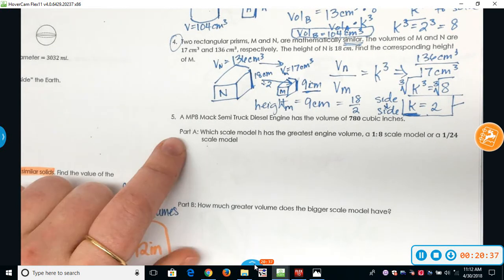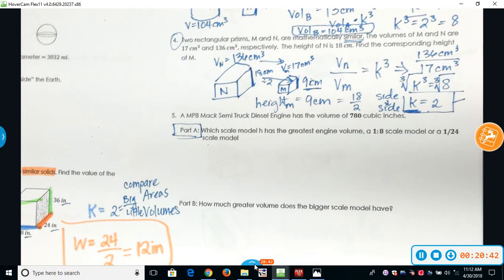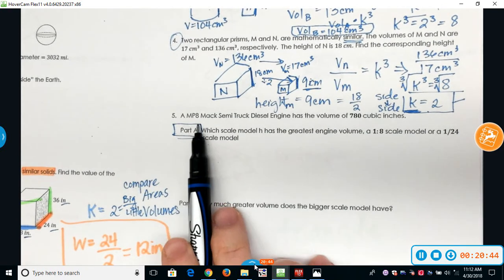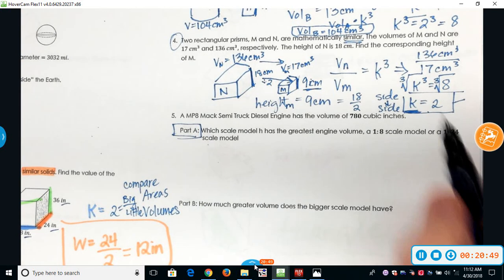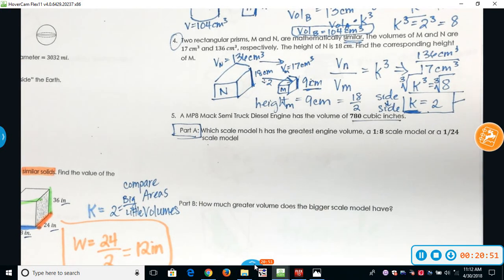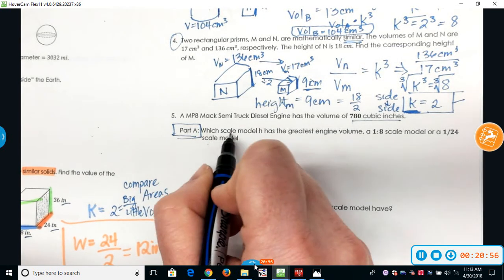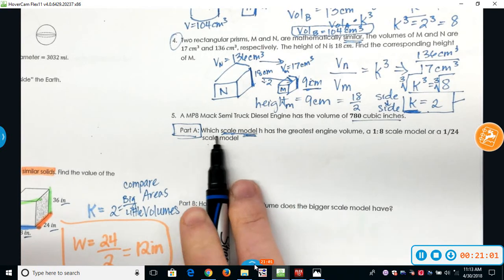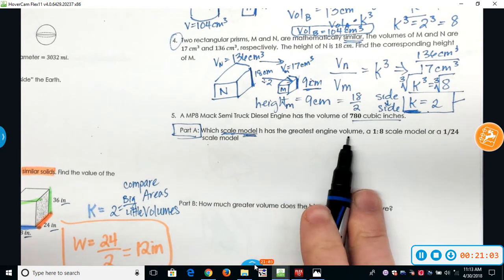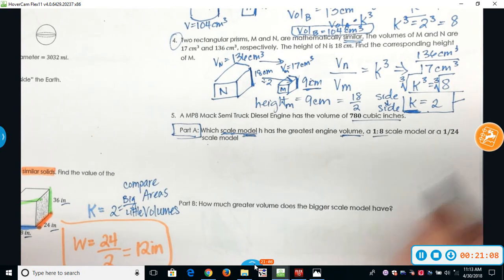Let's look at 5, Part A. I'm just going to look at Part A. For 5, they tell you that an MP8 Max semi-truck diesel engine has a volume of 780 cubic inches. And then they have 2 smaller models. Which scale model has the greatest engine volume? A 1 to 8 or a 1 to 24?